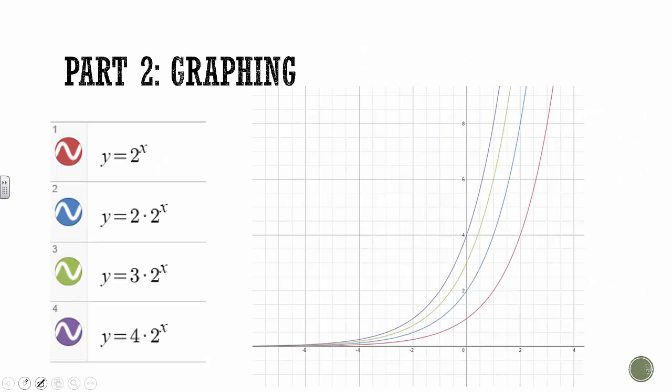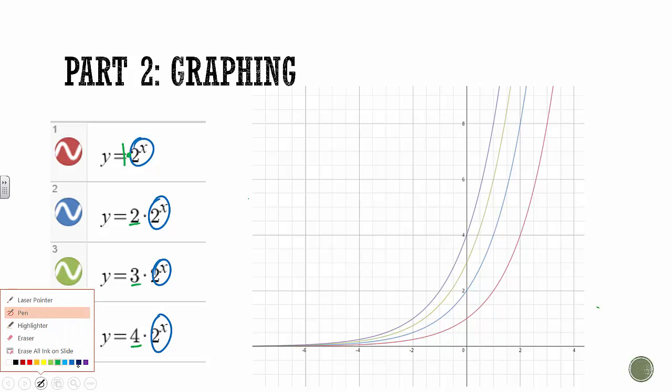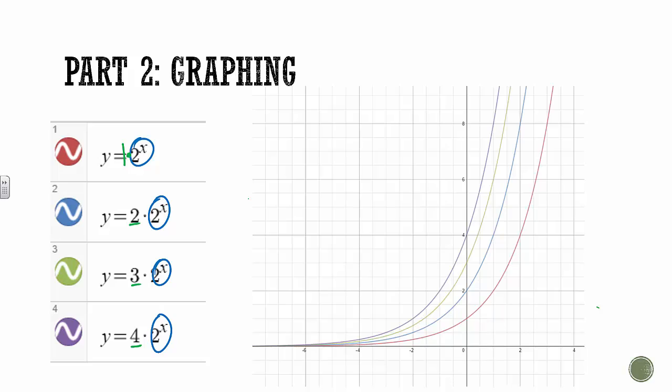And then let's change the last thing that we haven't changed. So all of these keep the 2 to the x. So all of these are doubling. The thing that changes is their y-intercept this time around. So this is 1, and then 2, 3, 4. So if you look, all of these graphs have the exact same curve to them. The thing that changes is where they cross.